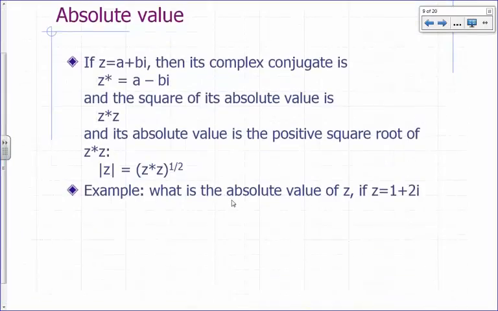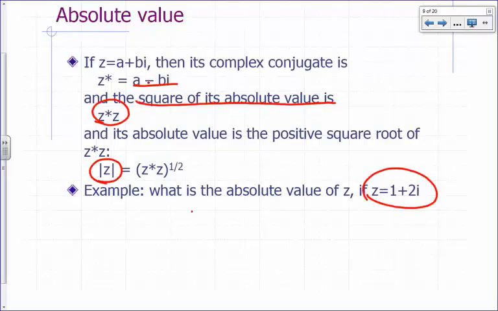If z is a plus bi, and its complex conjugate z star is a minus bi, right? Then we define the square of its absolute value as z star times z. And the square root of z star times z is the absolute value of z. Okay, so let's apply that definition. What's the absolute value of 1 plus 2i?